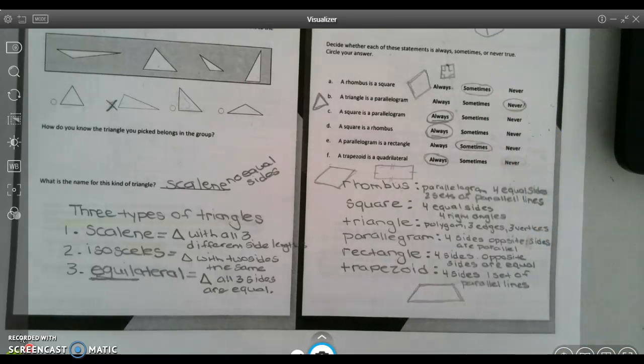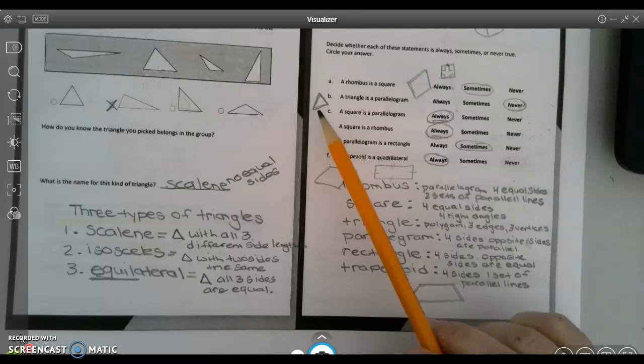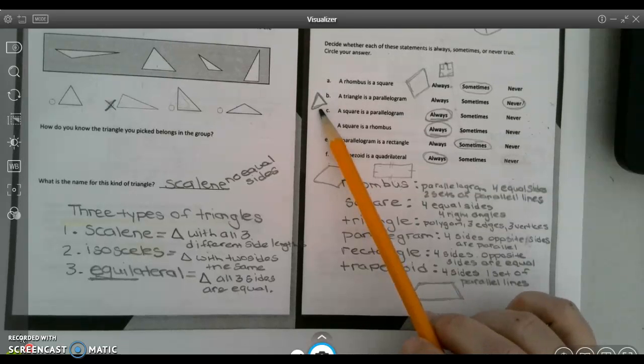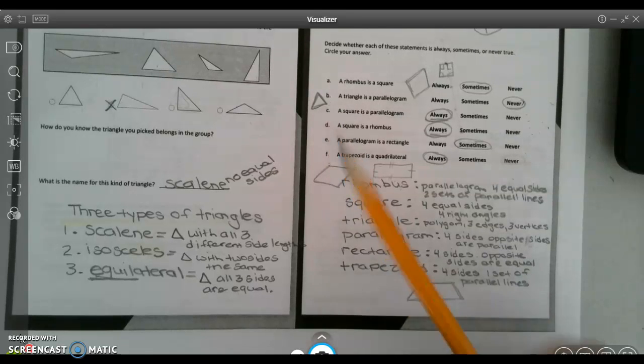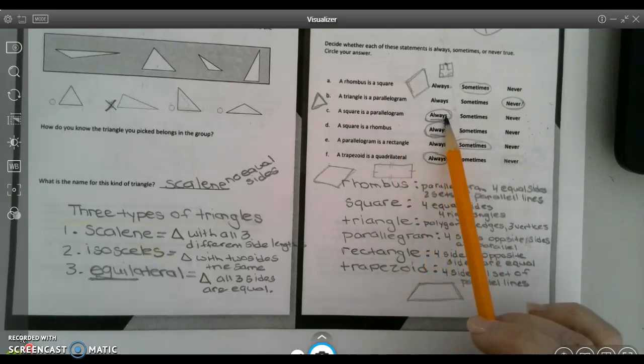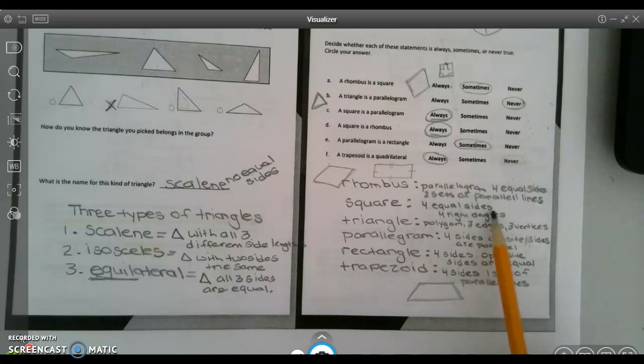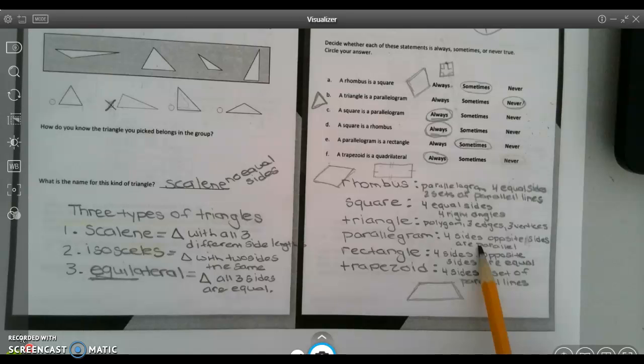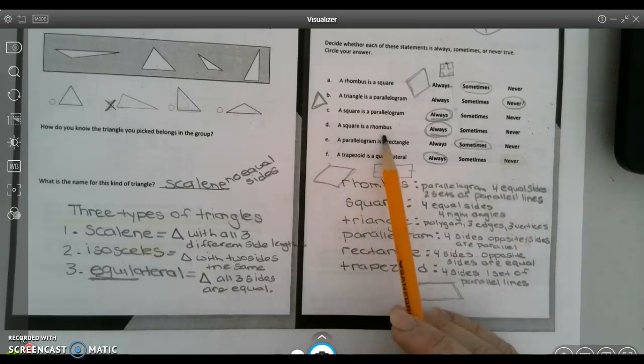B was an easy one because a triangle is a parallelogram? Well, a parallelogram has to have 4 sides, and as we could see, this triangle only has 3, so that will not work. A square is a parallelogram, always, because it has 4 equal sides. A square has 4 equal sides and 4 right angles. It also has 2 sets of parallel lines, which is what a parallelogram is. A square is a rhombus.